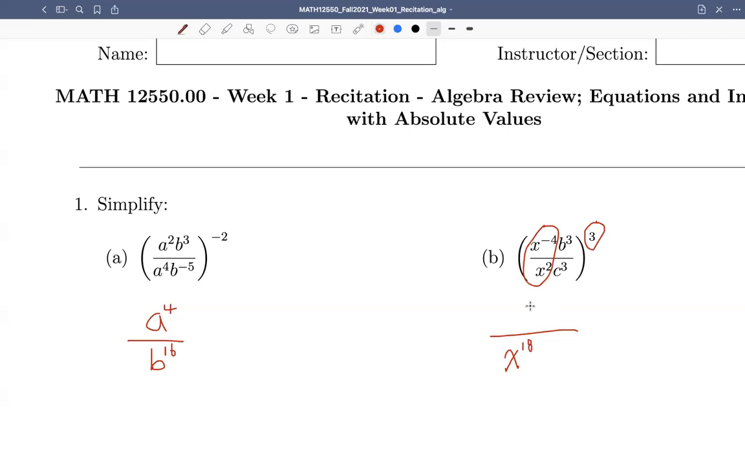For b term, we have b raised by 3. Then outside we have raised by 3 again. 3 times 3, that's 9. So b to the 9th power. For c, we have c raised by 3 in the denominator. 3 times 3, that's also 9. So the answer for b should be b raised by 9 in the numerator, x raised by 18, c raised by 9 in the denominator. Let me erase this.